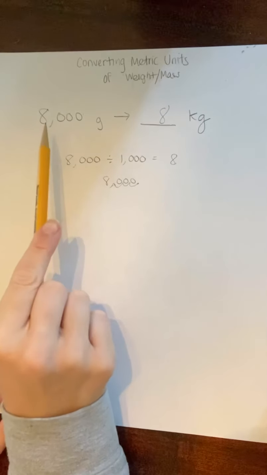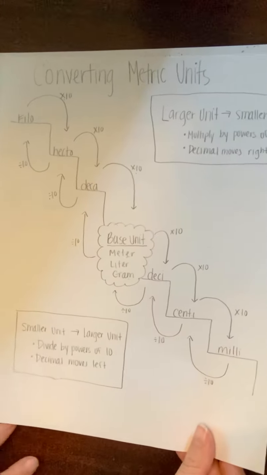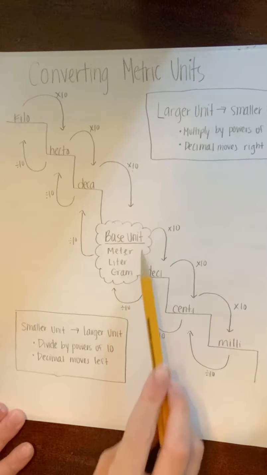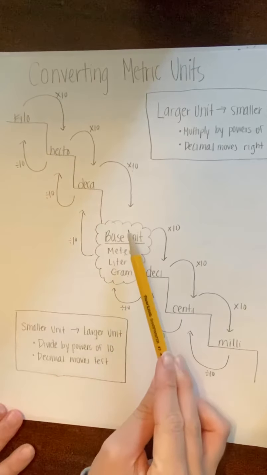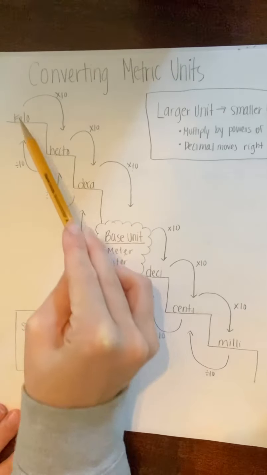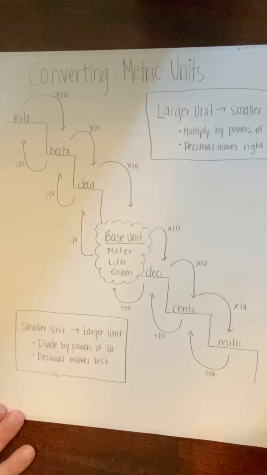So first things first, I'm going from 8,000 grams to kilograms. I kind of already solved it, but I'm gonna take you step by step. You're gonna use your step ladder. I'm going from grams to kilograms. Grams is here, it's my base unit, and then I need to get to kilo. So I'm going to go up the ladder 1, 2, 3, which means I'm dividing by 10 to the power of 3, or 10 to the power of 3 is equal to 1,000.